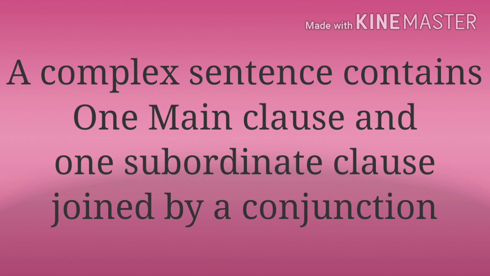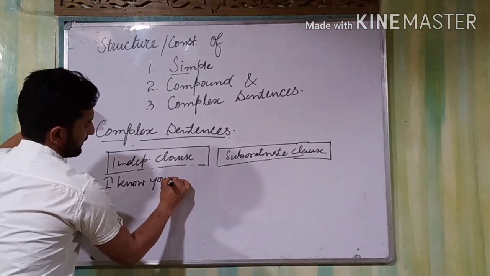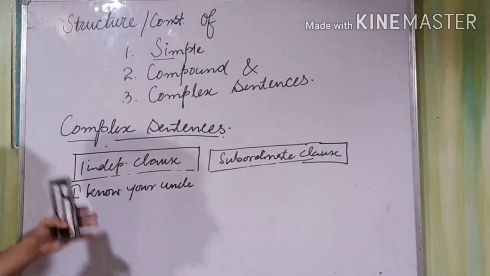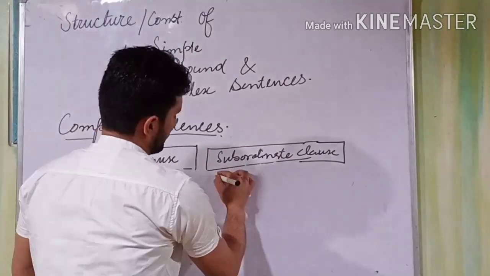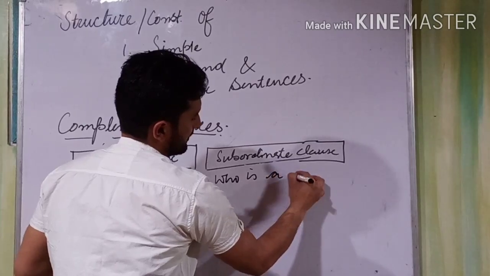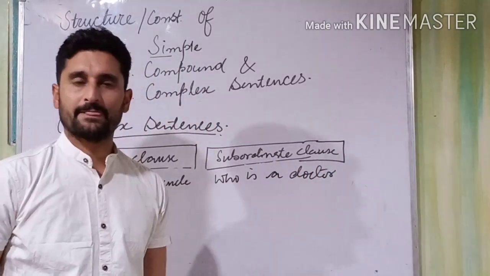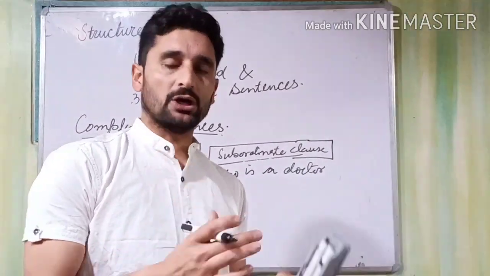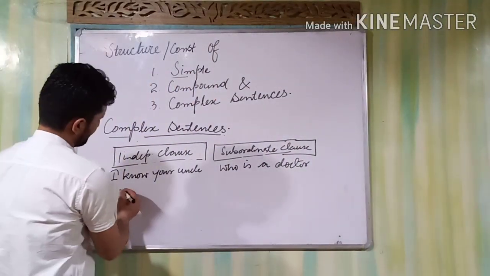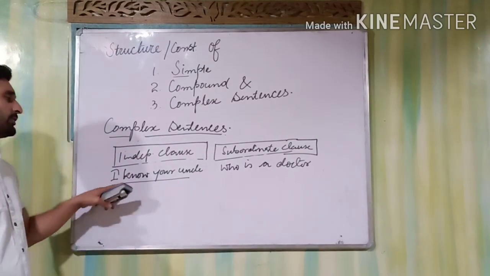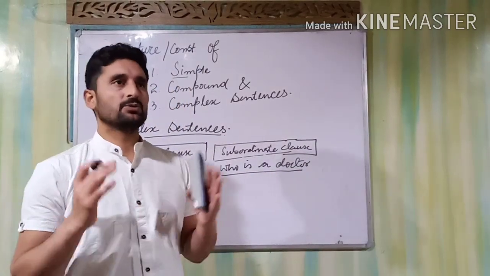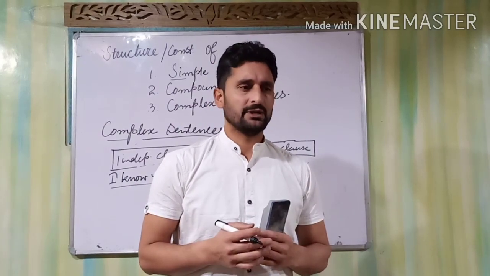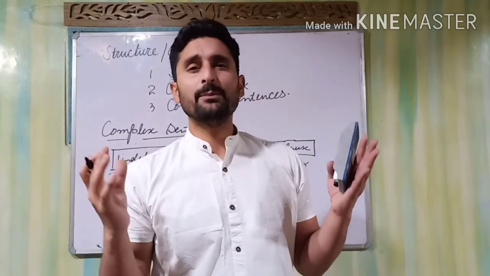Say, for example, if I said, I know your uncle. That's a complete sentence. It falls under independent clause. All right. Who is a doctor? I know your uncle who is a doctor. See, in the first case, I know your uncle is a complete sentence, and in the second case, who is a doctor? Suppose somebody says, who is a doctor? If it's not a question, it does not give a complete meaning.